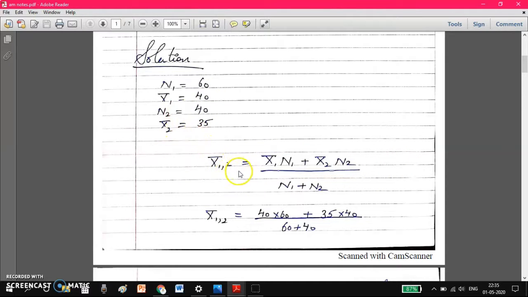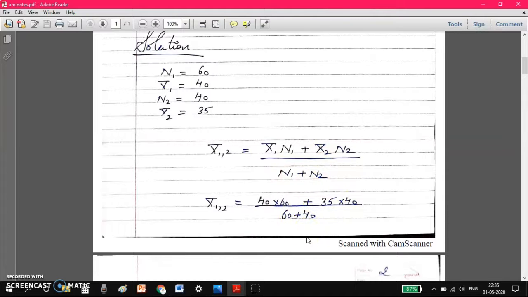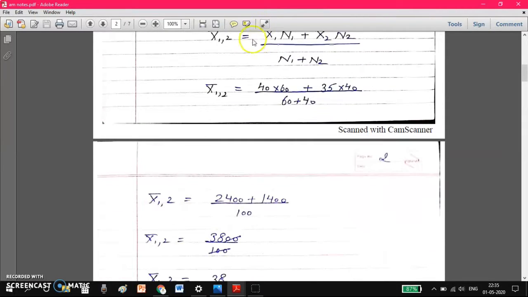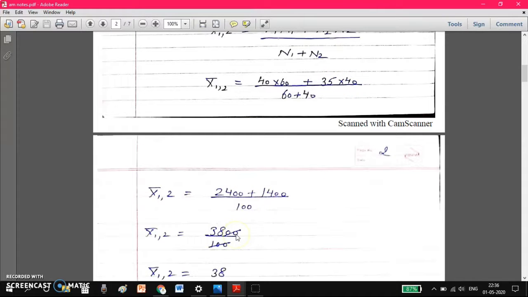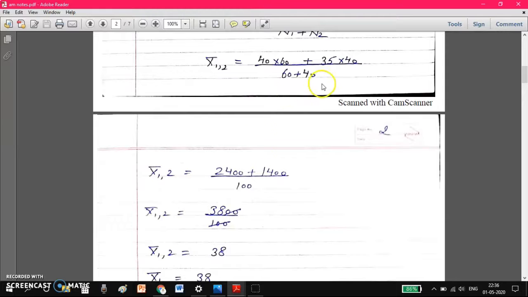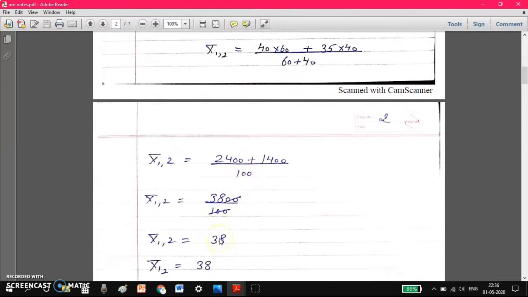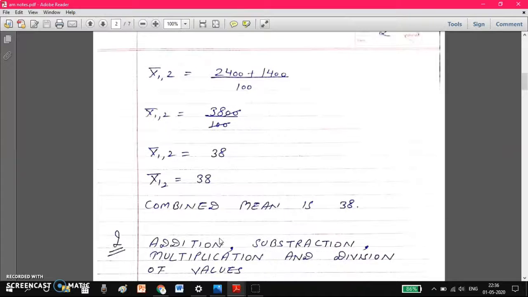So mean 1,2 we have to find, that is the arithmetic mean whole. Mean 1 is 40, n1 is 60, plus 35 into 40, that is mean 2 and n2, and n1 and n2 are 60 and 40. We'll add all, and after multiplying 40 by 60 we are having 2400, and after multiplying 35 into 40 we are having 1400. We'll add them, it will come to 3800, and after adding 60 plus 40 we'll have 100, and after cutting, the combined mean will be 38.